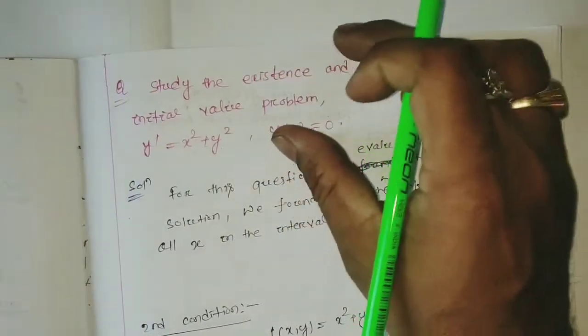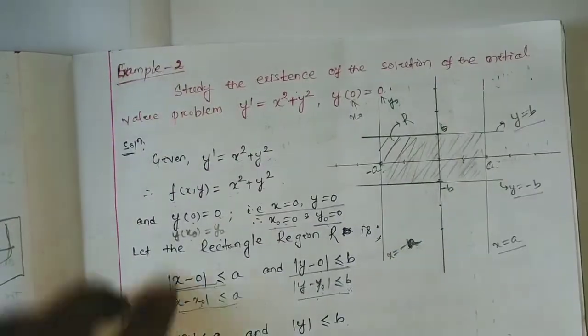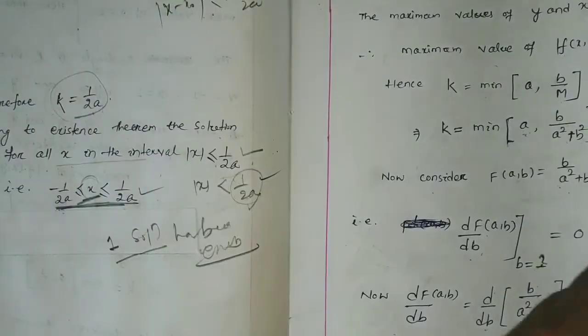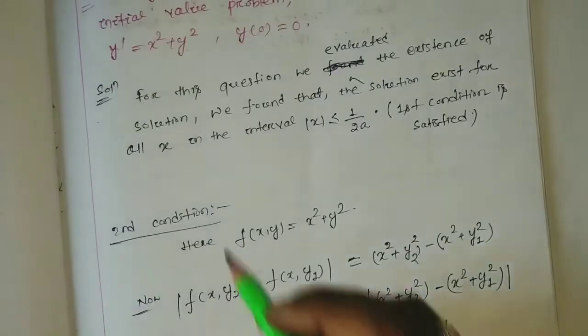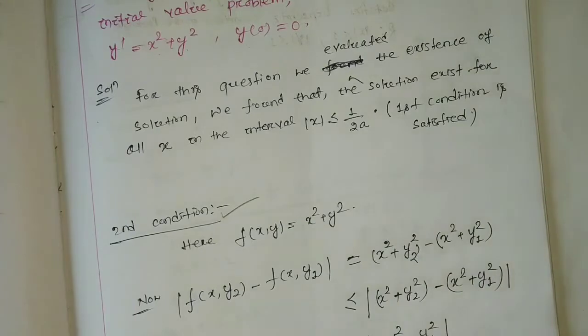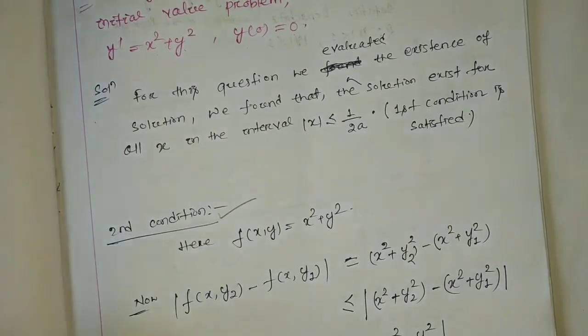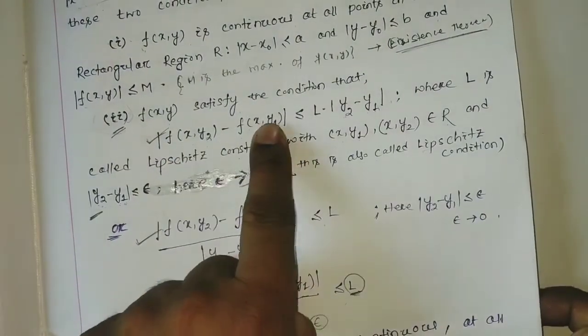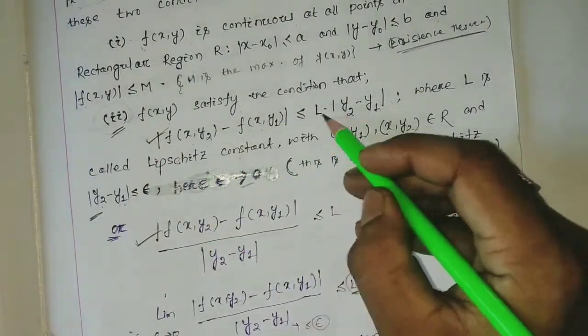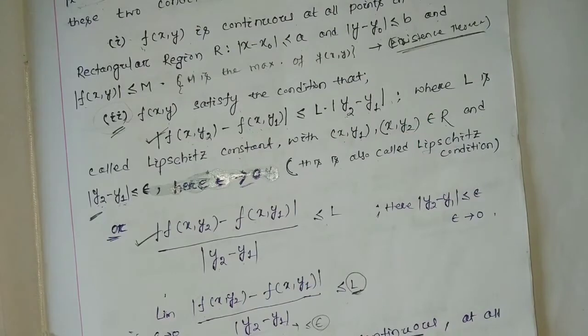So if this question is asked in your exam, first you have to derive this much, and write up to this much. Then you are going to go for the second condition. Second condition means, if we consider this one, it will be in the form of some constant into y2 minus y1. Let's check it out.